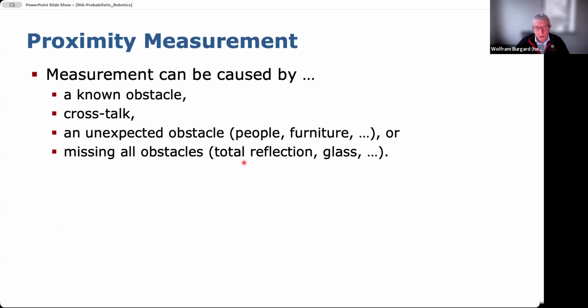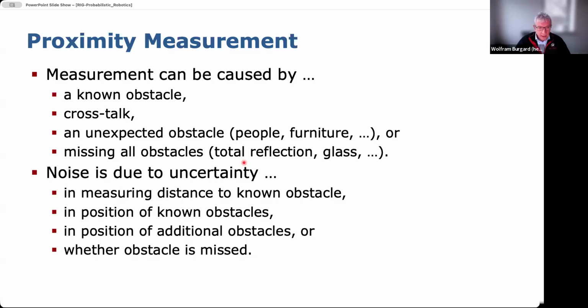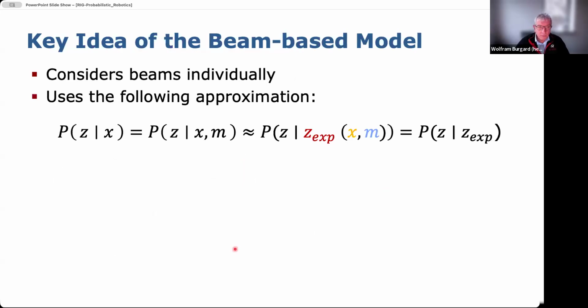That is also what you find in ultrasounds as well as in LiDARs: specular reflections due to very smooth surfaces, or glass in the context of LiDAR, or even mirrors. Yeah, and then in fact, the errors that we get are the normal measuring uncertainty. The position of known obstacles might vary, so even no map is perfect. The position of additional obstacles not contained in the map, or even that an obstacle is missed entirely.